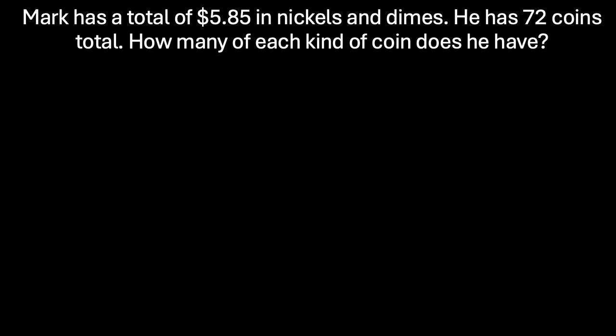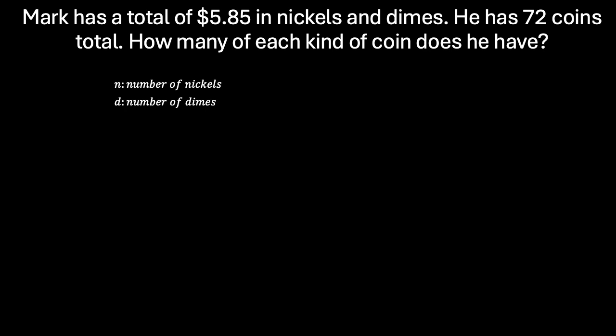So in this problem, we're looking for two unknown values, the number of nickels and the number of dimes. As always, you want to assign a variable to each of these unknowns, so let's call n the number of nickels and d the number of dimes. Now, because there are two unknowns in this case, what we need to do is create what's called a system of equations. And we need two of these equations because there are two unknown variables.